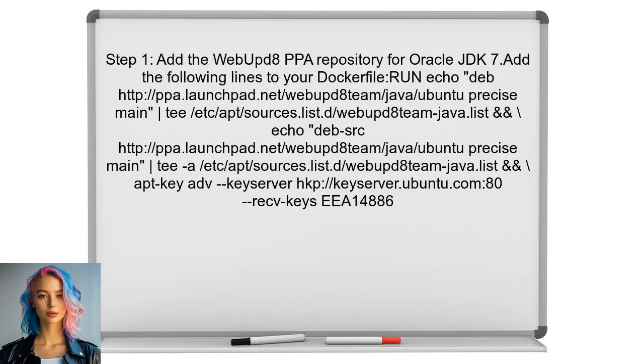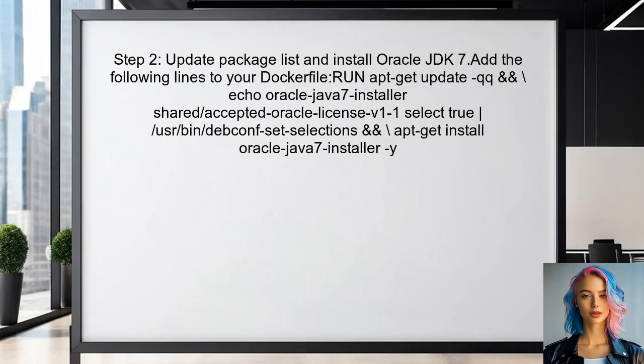To begin resolving the user's issue, we will modify the Dockerfile to ensure that the correct repositories are added for installing JDK 7. First, the user should add the WebUpd8 PPA repository, which provides the Oracle JDK installer. Next, the user should update the package list and install the Oracle JDK 7 installer. This step is crucial to ensure that the installation process can proceed without errors.